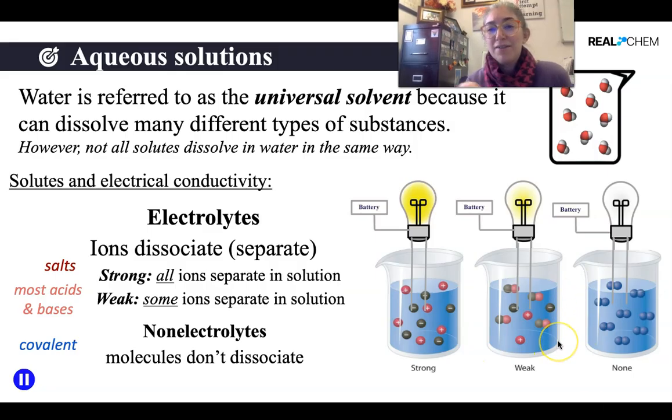There are some substances that are weak electrolytes. Those are going to be either ionic salts that are not very soluble in water, or acids and bases, a lot of which are actually covalent compounds that are very polar. They're so polar that they actually ionize in water. So they're kind of in the middle of that spectrum.